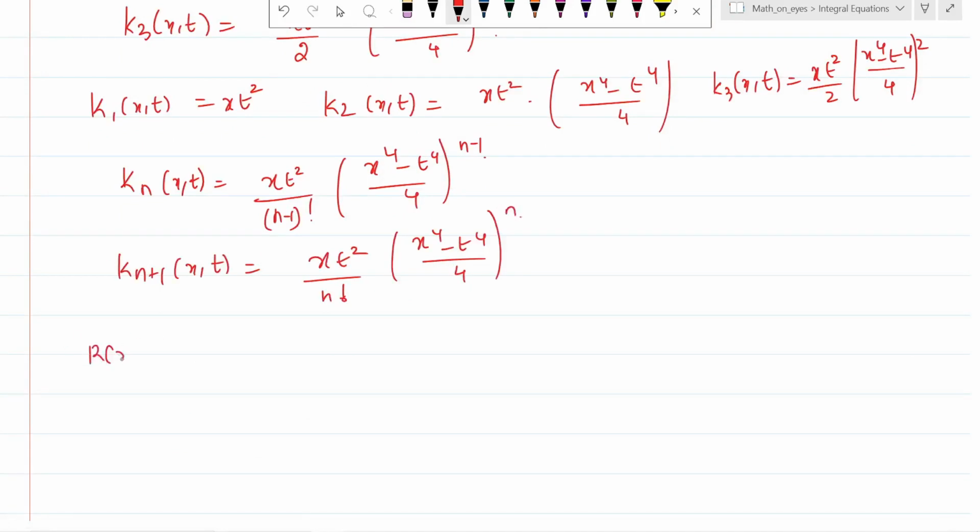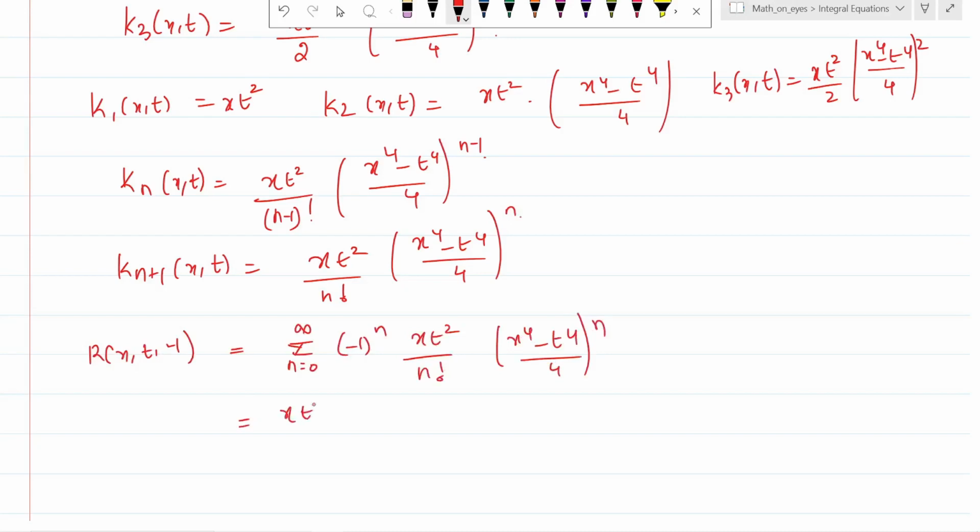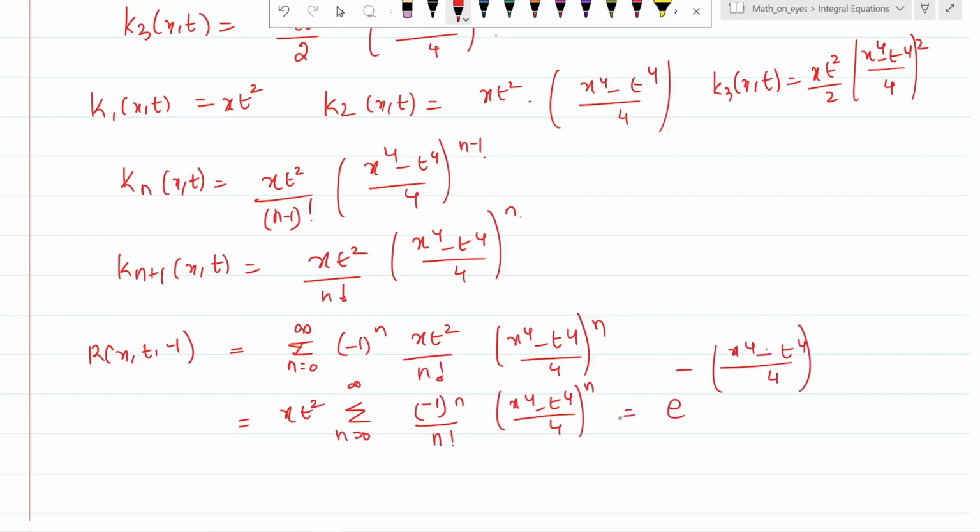Now resolvent kernel r of x comma t comma lambda, lambda is equal to minus 1, so that will give you summation n is equal to 0 to infinity minus 1 the whole power n into xt squared divided by n factorial into x power 4 minus t power 4 divided by 4 the whole power n, which is equal to, you can take the terms independent of n outside, xt squared summation n is equal to 0 to infinity minus 1 the whole power n divided by n factorial into x power 4 minus t power 4 divided by 4 the whole power n. This is the exponential function, so we get xt squared into e to the power minus of x power 4 minus t power 4 divided by 4.